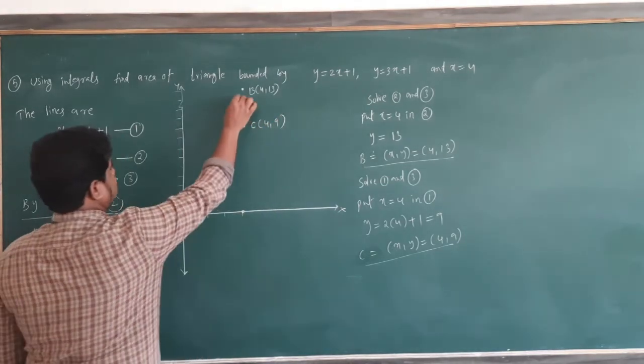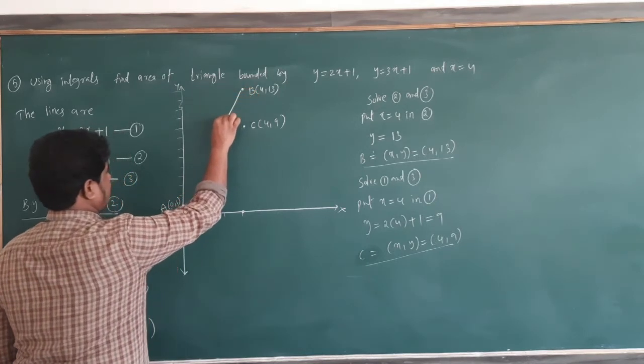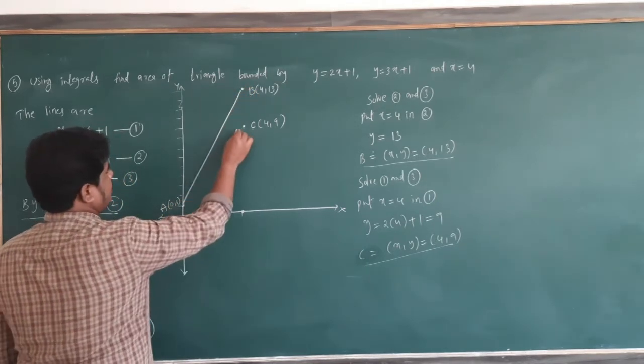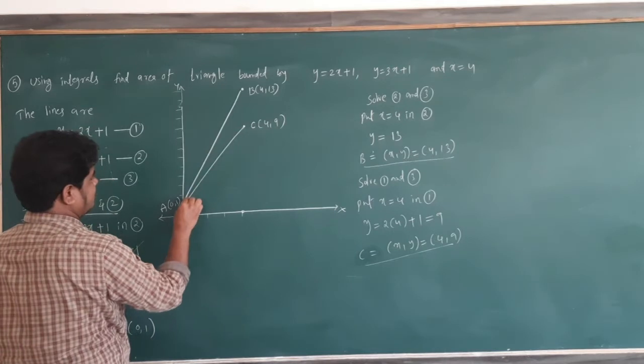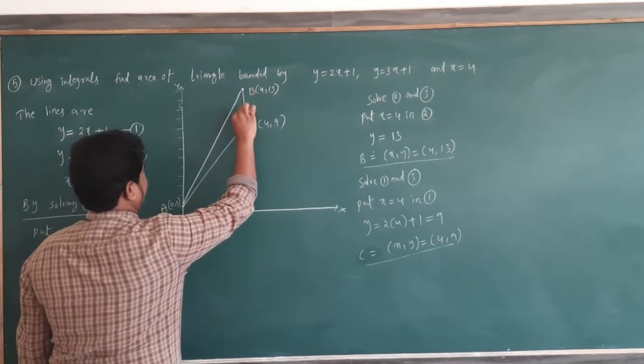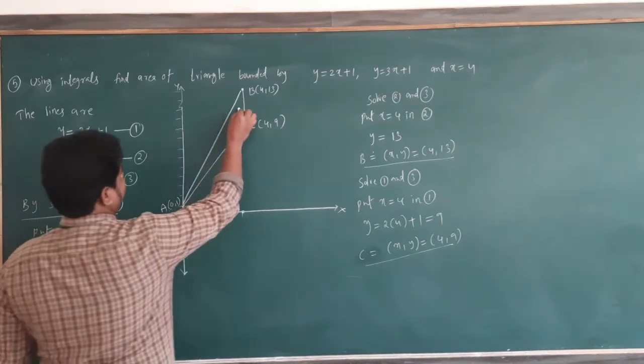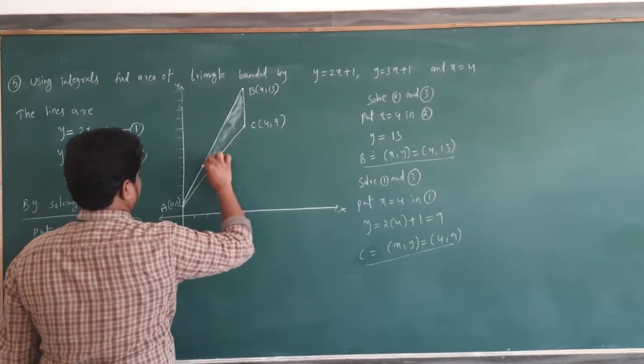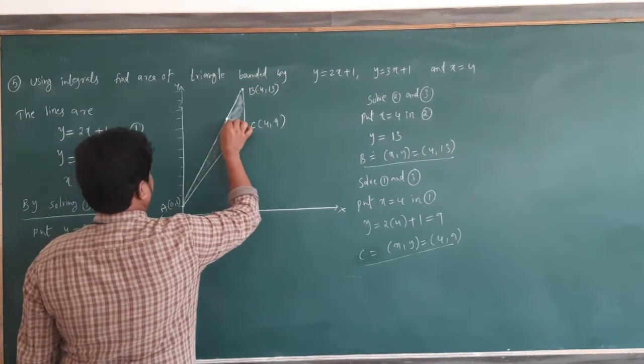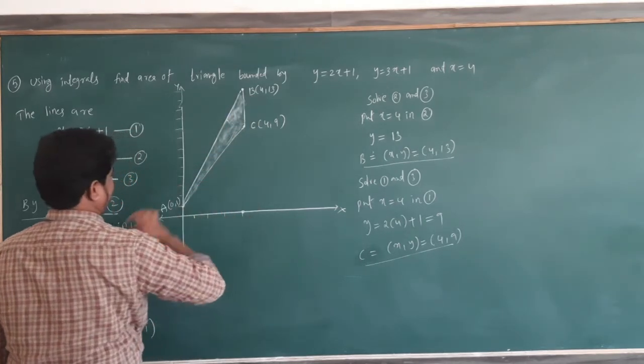Now join this. Join A and B, join A and C, join B and C. Now it is a triangle. We have to find the area of this triangle.